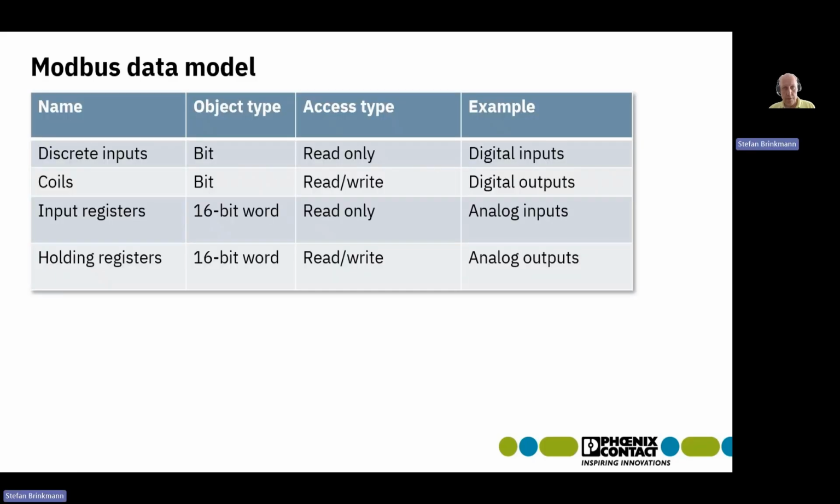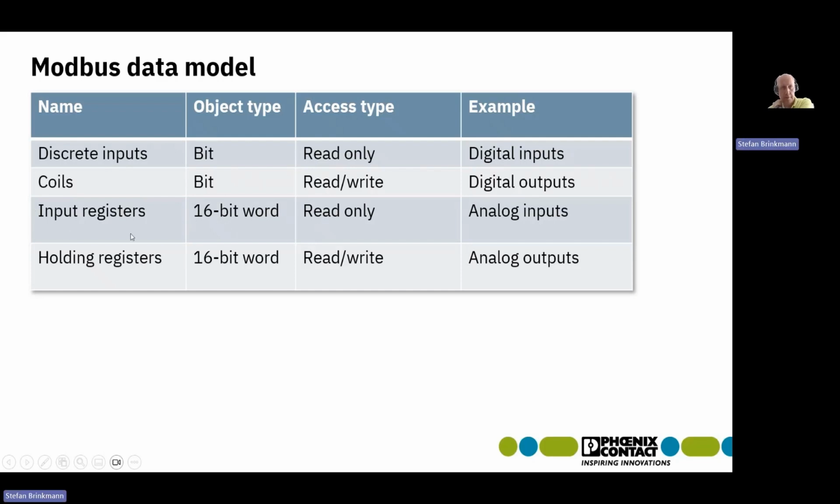So let's have a look at the data model, which is also very simple. In Modbus, we have 4 different data types, 2 bit-based data types, 2 word-based data types. So we have discrete inputs, which is a bit, read-only, like a digital input. We have coils, also bit-based, but read and write like digital outputs.